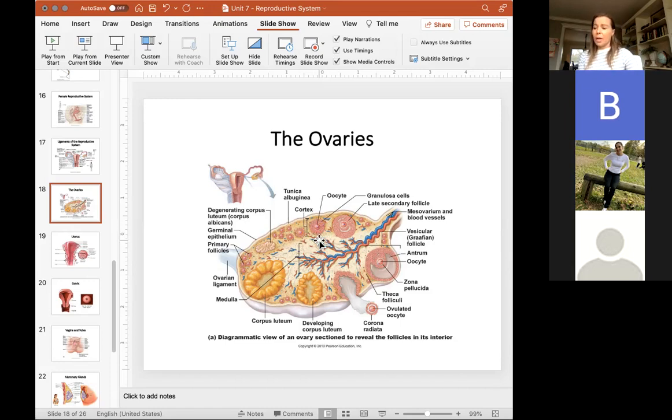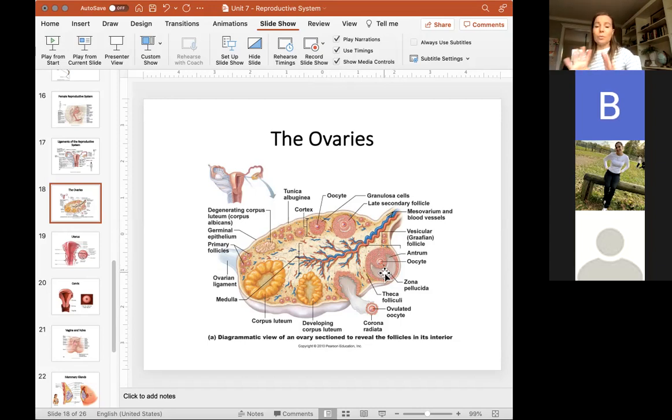And then a tertiary or Graafian follicle is a secondary follicle that now has developed a fluid-filled cavity. So that would be this here. You can see the oocyte, you can see the layers of cells all the way on the outside, but now in the middle, there's also a fluid-filled cavity right here.